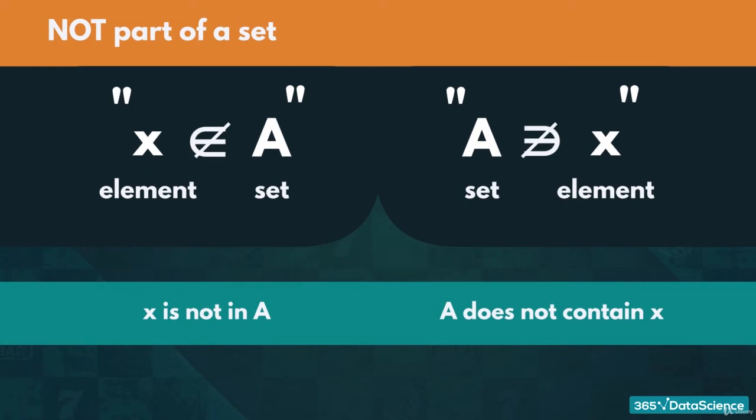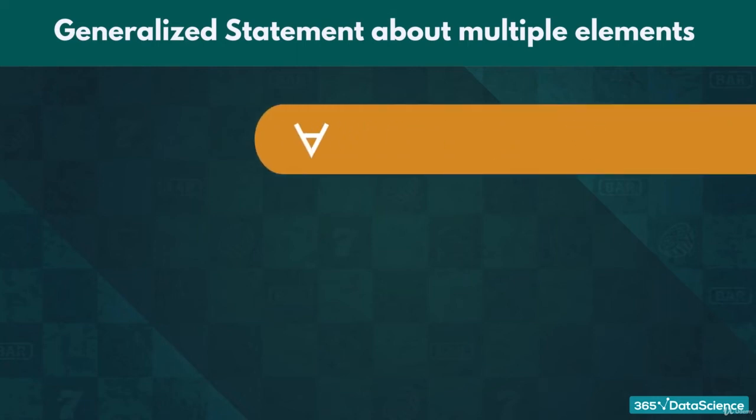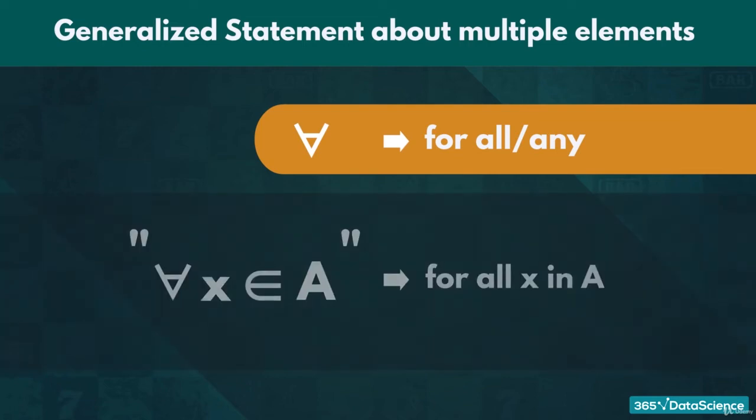Okay, great. In other situations, we would need to make generalized statements about multiple elements within a set. To do so, we introduce the symbol representing a capital A turned upside down, which we read as "for all" or "for any." For instance, if we want to make a statement regarding the entirety of a given set, we simply write for all x in A.